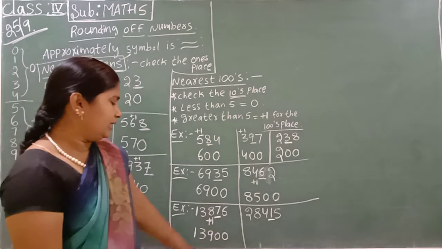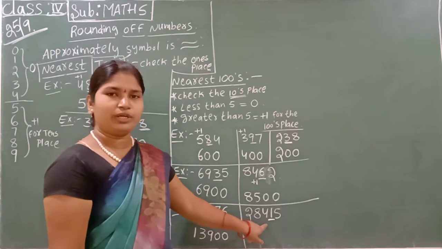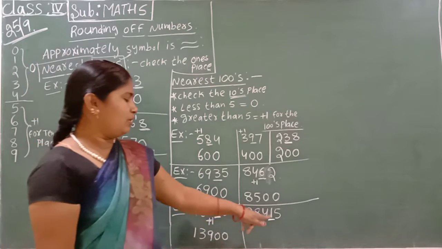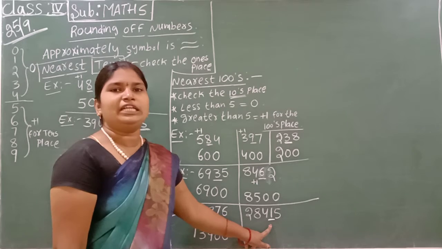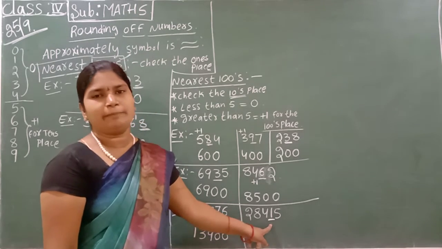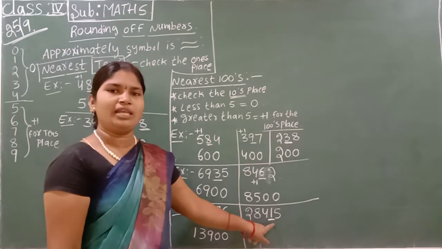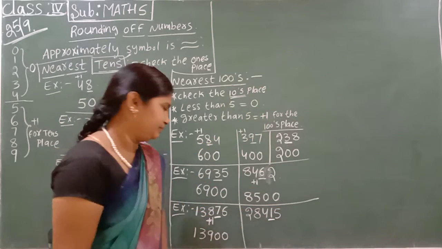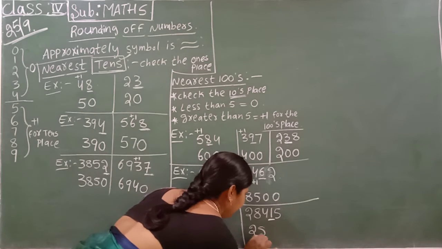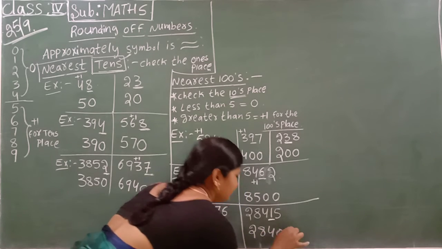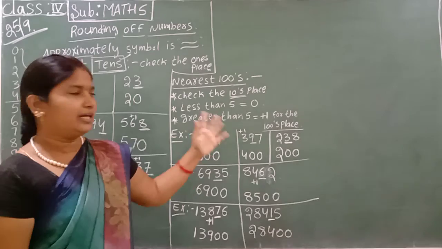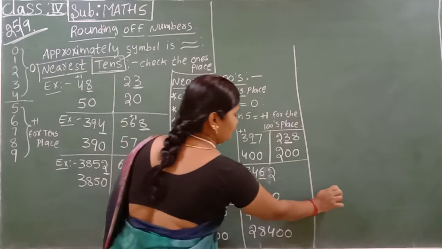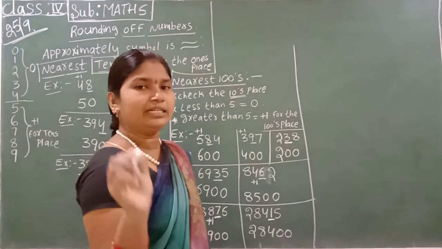Okay. Next, 28,415. In this, which number is there in the tens place? 1. Compared to 5, it is small number or big number? Tell me children. Small number. So, directly have to write down the 0. 28,400. It is the nearest hundreds. Now, we want to find out the nearest hundreds.